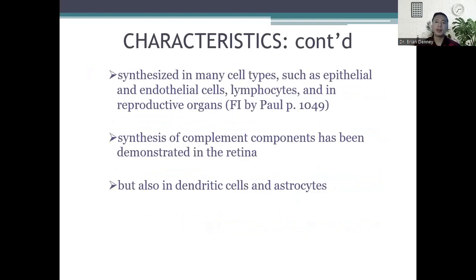And there has been recent research showing synthesis of complement proteins in the retina. So your eyes also have complement components, specifically in the retina.